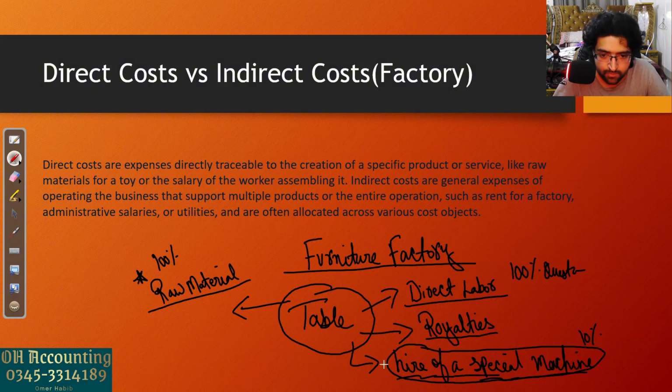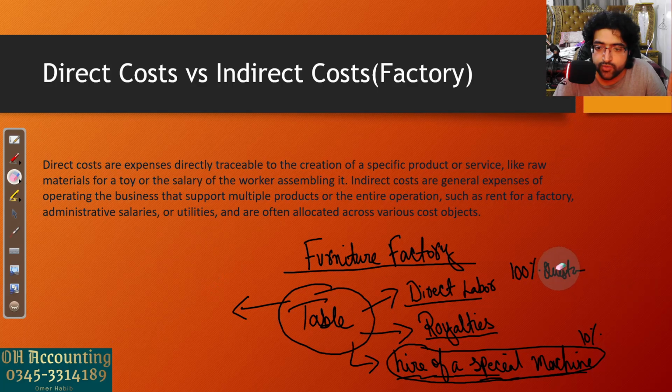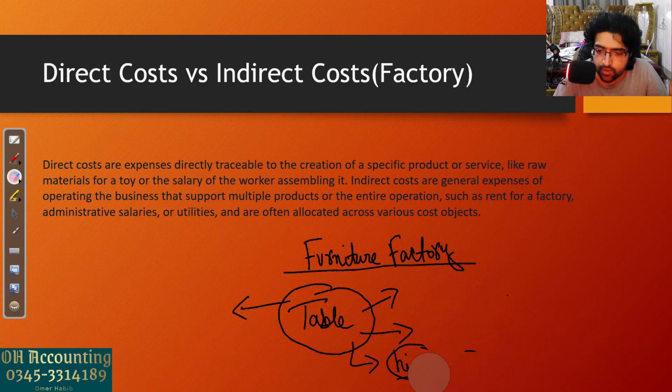Now, let's take the example of indirect costs of the factory. These are our direct costs. Moving on to the indirect costs. One more thing, all the direct costs are also called prime cost.